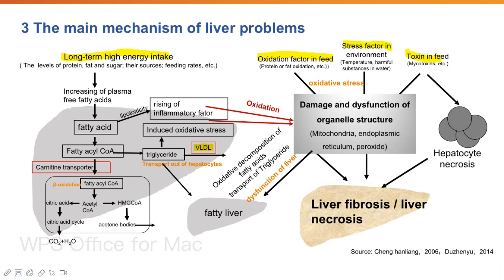And as for non-nutritional factors, there are the oxidation factors in fat and the environmental stress factors and also the toxin in the fat. For the oxidation factors in fat, such as the oxidation of a protein and lipid, for the environmental stress factors such as water temperature, ammonia, nitrogen salts, and medicines. And all these factors will lead to damage to the structure of liver and cause the liver dysfunction and affect the oxidation decomposition of the fat acids and the transfer of triglycerides, and even lead to the fat liver, liver fibrosis, and liver necrosis.